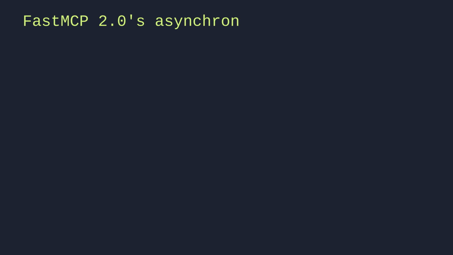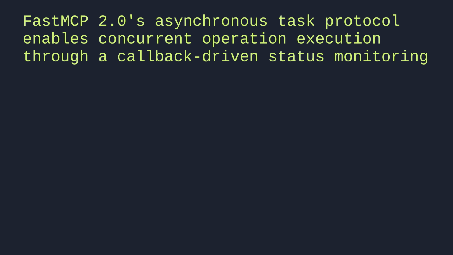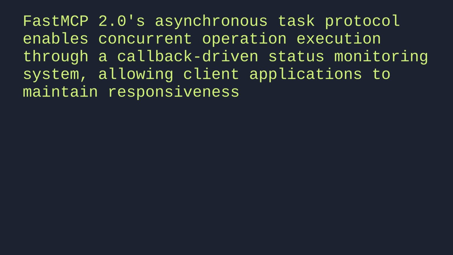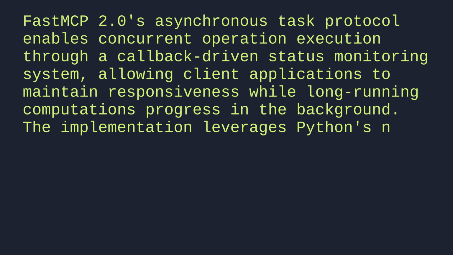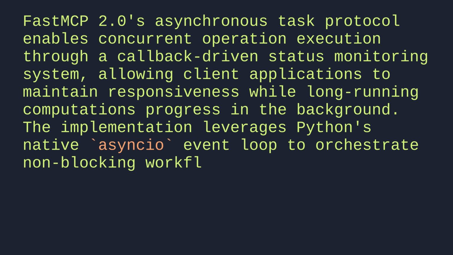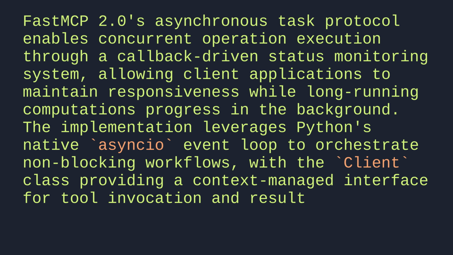FastMCP2's asynchronous task protocol enables concurrent operation execution through a callback-driven status monitoring system, allowing client applications to maintain responsiveness while long-running computations progress in the background. The implementation leverages Python's native Asyncio event loop to orchestrate non-blocking workflows, with the client class providing a context-managed interface for tool invocation and result retrieval.